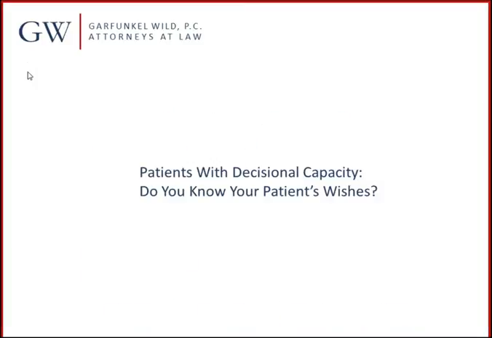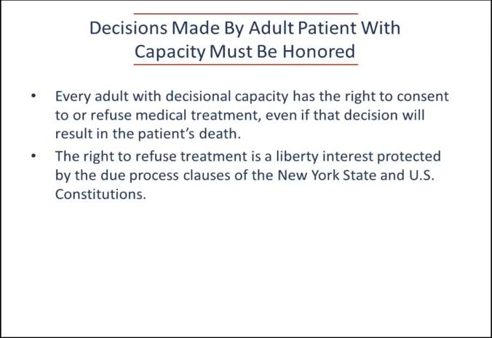We're going to start with patients with decisional capacity. Do you know your patient's wishes? That's going to be the first question you always ask in these kinds of matters. Decisions that are made by an adult patient with capacity must be honored. The law provides that every adult with decisional capacity has the right to consent to or refuse medical treatment, even if that decision will result in the patient's death.